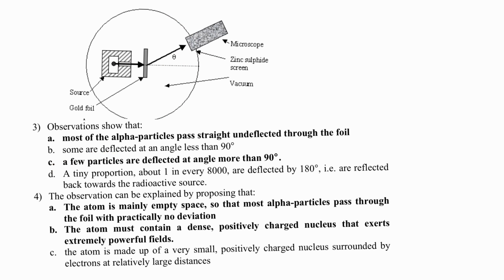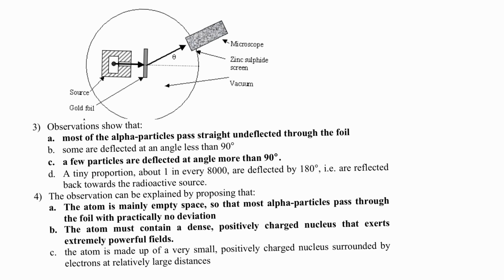Then the third one, which is another important one. The ones that I bold are the important observations that you would mention for 2 marks. For 3 marks, you probably can mention 2 of these important ones, and then 1 of the minor ones.